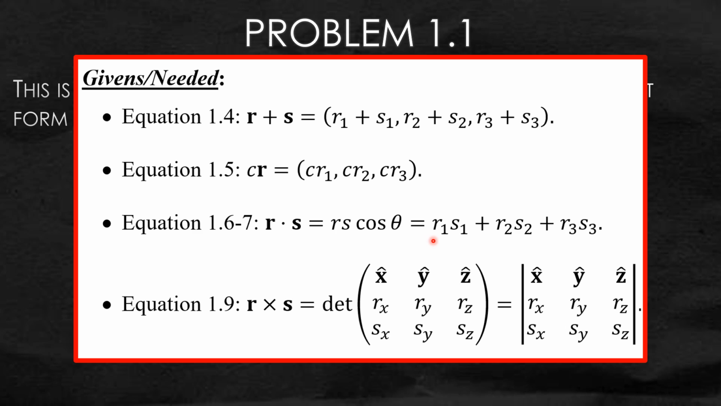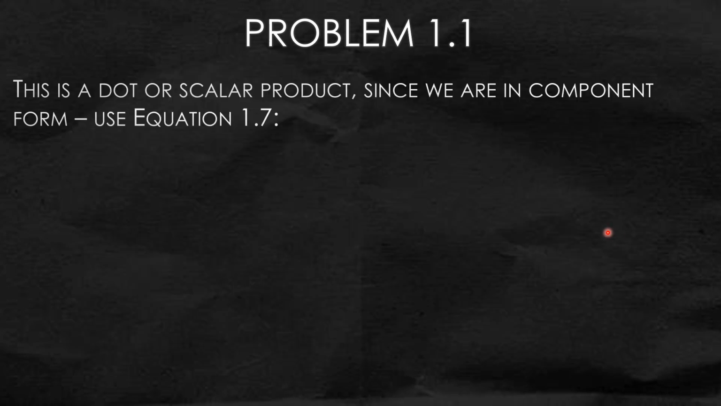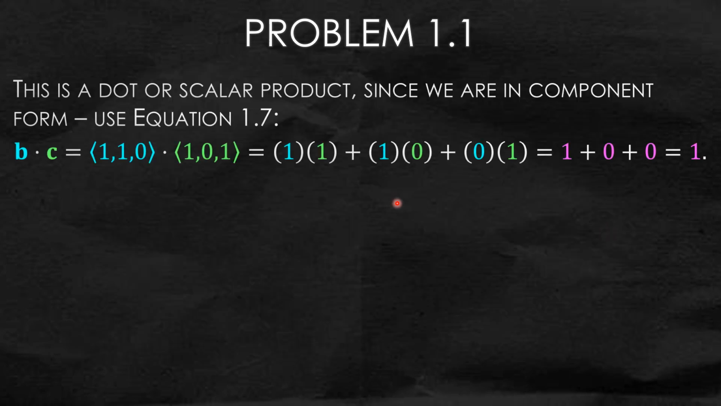But here, since we're in component form, we have to multiply each component to the corresponding same component and add them together. So how we see this, B dot C, component form: 1 to 1, multiply, add, 1 to 0, right there, and then 0 to 1, multiply, and add them all together. This leaves us with a grand total of dot product equals 1.